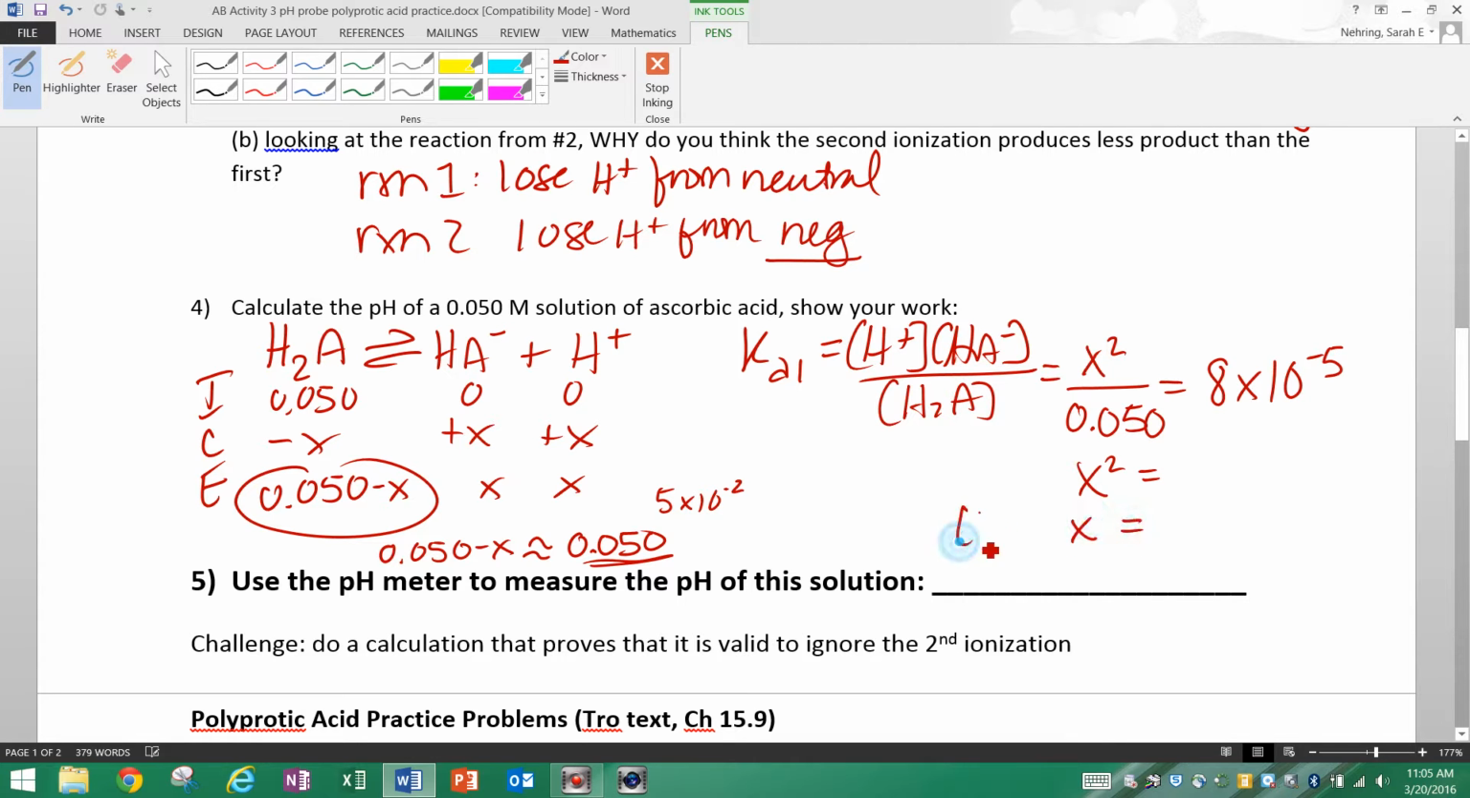So anyways, we go through and solve for x, which would give us our hydrogen ion concentration, and then to find the pH, we would just take the negative log of that value, and that'll give us the pH of our solution. So again, with these polyprotic acids, it's somewhat straightforward. We're just ignoring the second ionization and treating it just like any of our other monoprotic acids that we have dealt with.